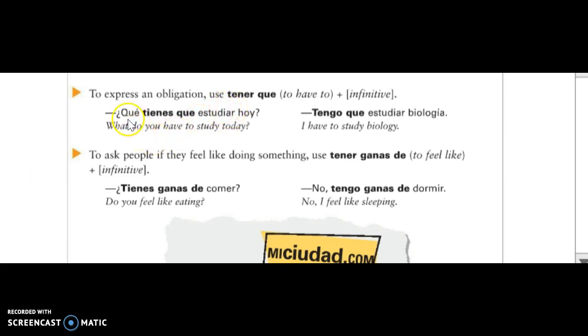So for instance, tienes que estudiar hoy. Tengo que estudiar biología. And then last thing, if you want to ask somebody if they feel like doing something, almost like, are they ready to do something? You would use tener ganas de, so to feel like, and then plus the infinitive of whatever action they feel like doing. So the examples given in your V-text are, ¿Tienes ganas de comer? No tengo ganas de dormir.